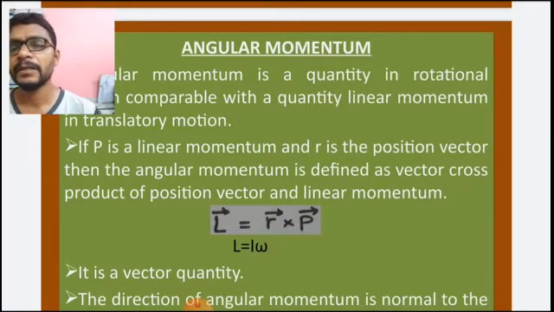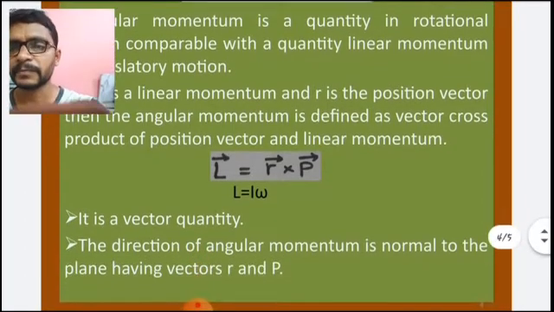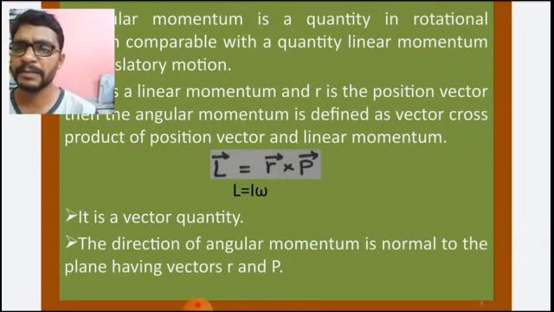Later we'll solve this equation. Now here also, angular momentum is a vector quantity. The direction of angular momentum is normal to the plane having vectors r and p.